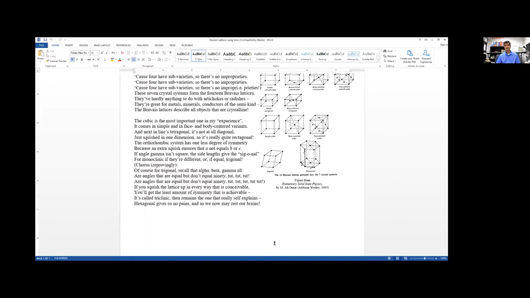If angle gamma isn't square, the side lengths give the signal. For monoclinic, if they're different, or if equal trigonal. Of course, for trigonal, recall that no beta gamma, all our angles that are equal but don't equal 90. If you switch the lattice up in every way that is conceivable, you'll get the least amount of symmetry that is achievable. It's called triclinic, then remains the one that really self-explains. Hexagonal gives us no pains, and so we now may rest our brains.